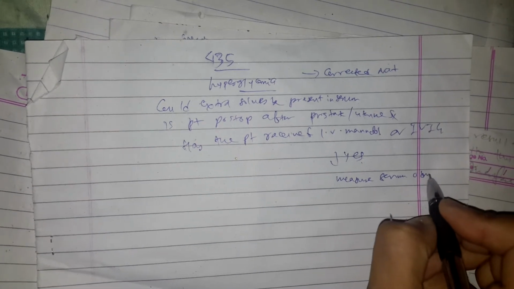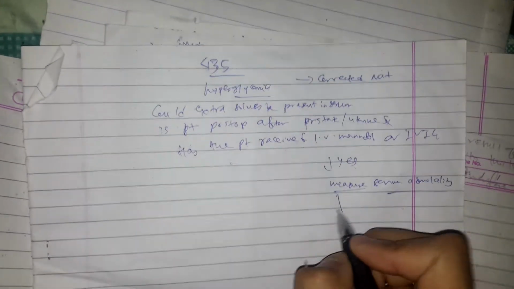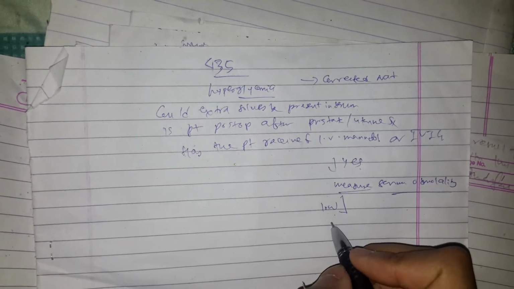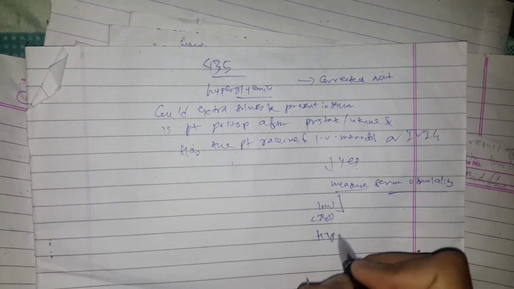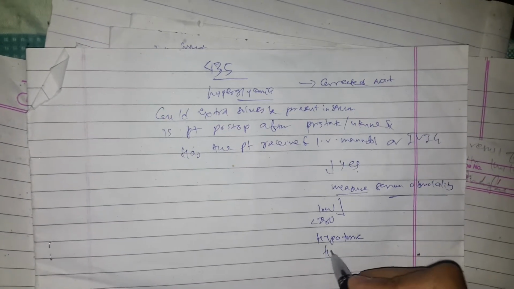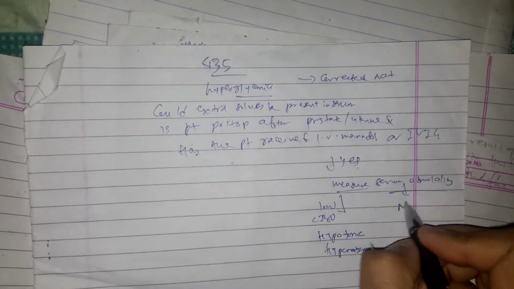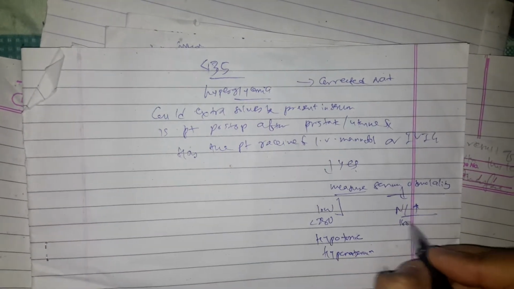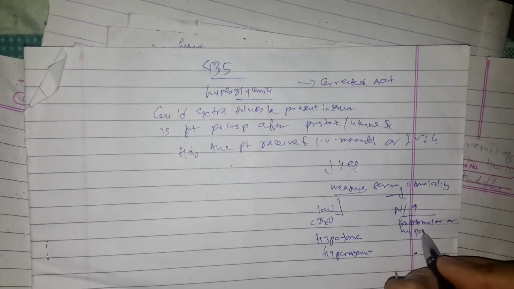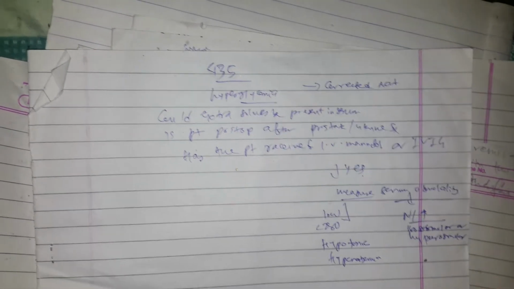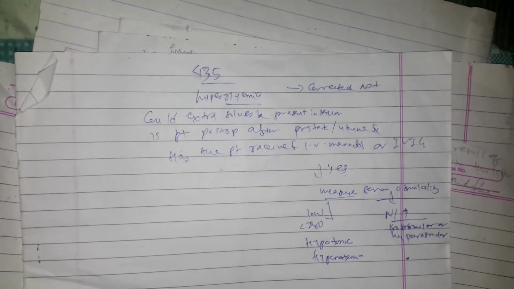Serum osmolality, and if osmolality is low, meaning less than 280 milliosmol per kg, then it is hypotonic hyponatremia. And if osmolality is normal or high, then it is isoosmolar or hyperosmolar hyponatremia.